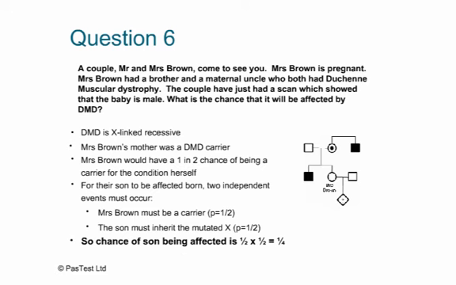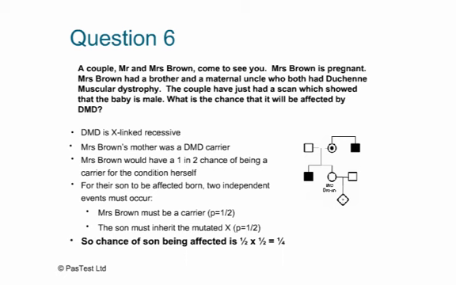So, if Mrs. Brown has a 1 in 2 chance of being a carrier for DMD, what is the chance that her son would receive that mutation? Because we know in this scenario that the baby she's carrying is male. Well, for her son to be affected, we have 2 independent events which must occur. One is that Mrs. Brown must be a carrier. We've said the probability of this is 1 chance in 2.